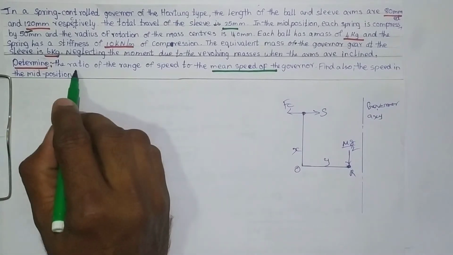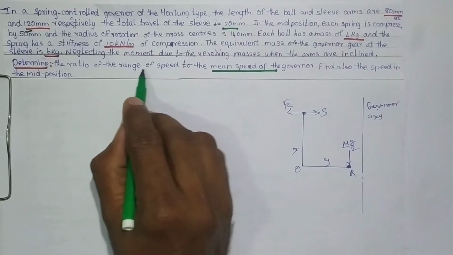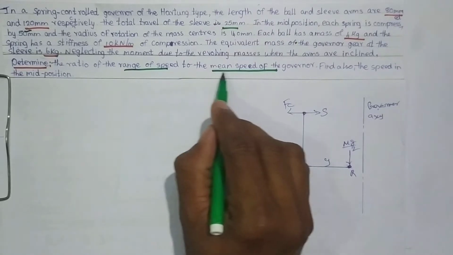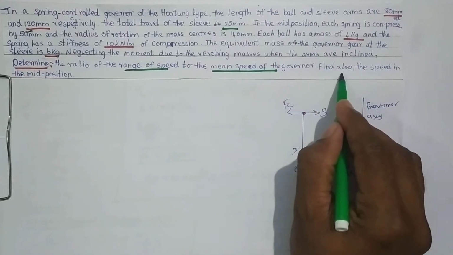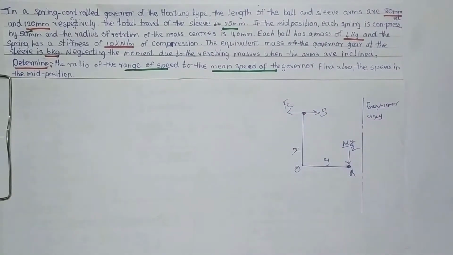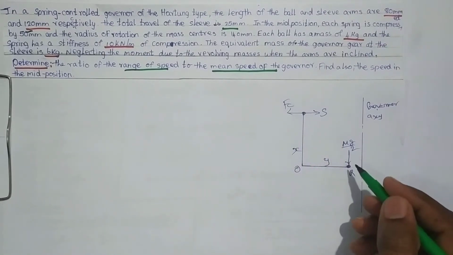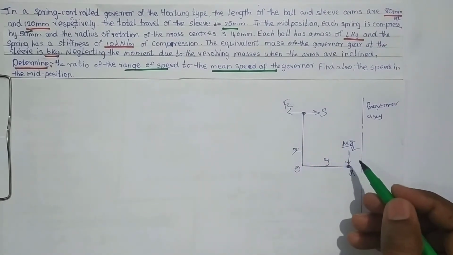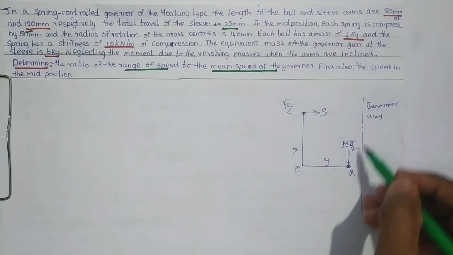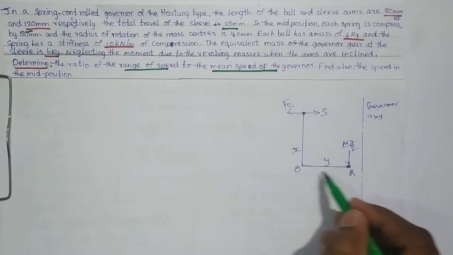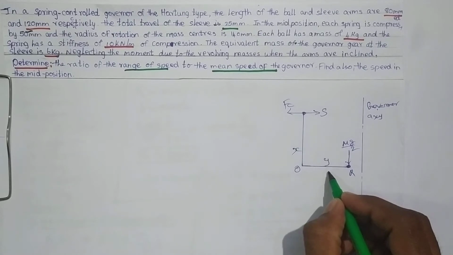So determine the ratio of the range of speed to the mean speed of the governor and also find the speed in mid position. So you see this diagram, a simple line diagram of a Hartung type governor. This is the axis of the governor. This is the simple bell crank lever. This is a lower arm, this is an upper arm.